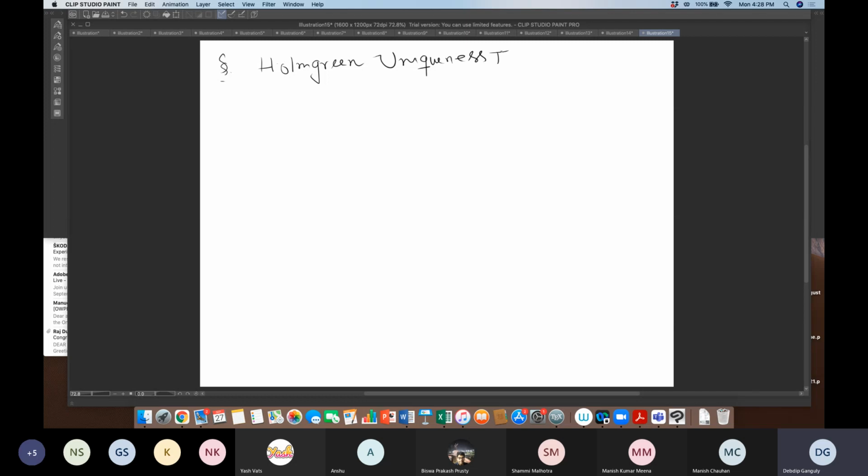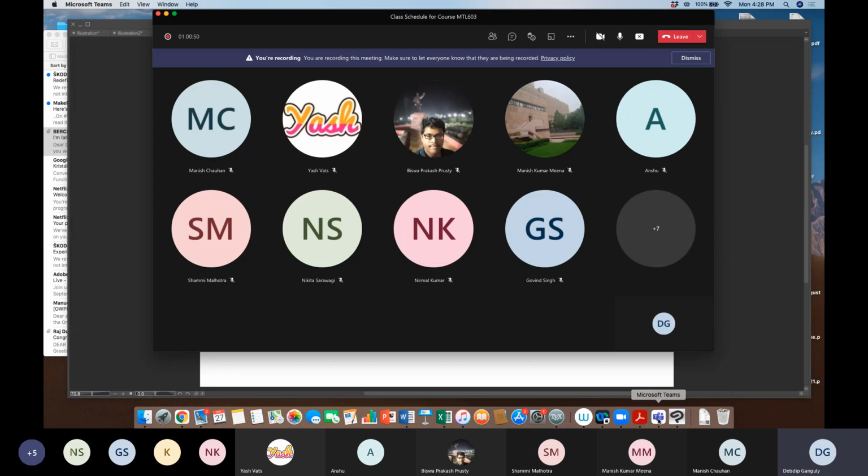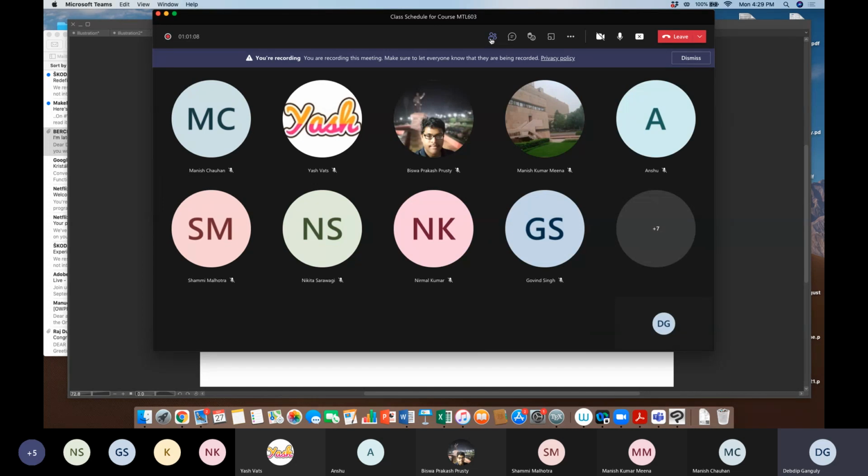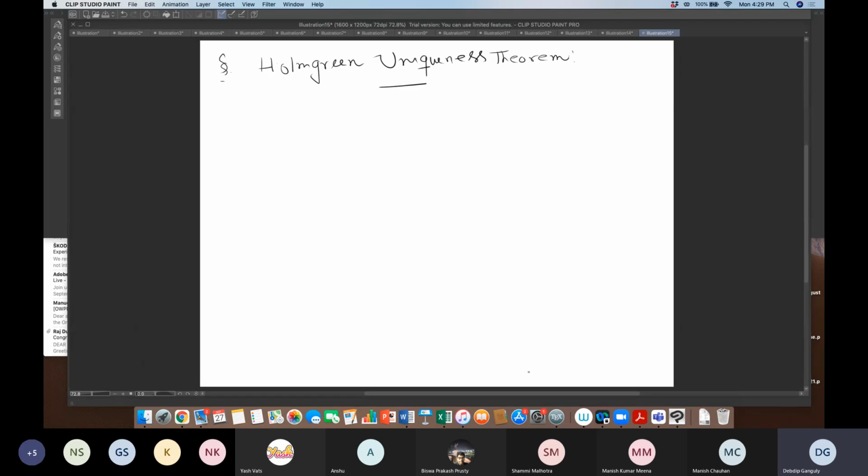So do you know some functional analysis? So adjoint of an operator or something like that? No, right? I don't think you know this, right? Do you know something like that? Adjoint of an operator or something like that? Shammi, Manish, you don't know, right? Okay, so I just state this theorem. I will not prove this theorem.